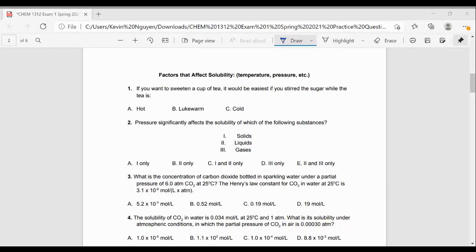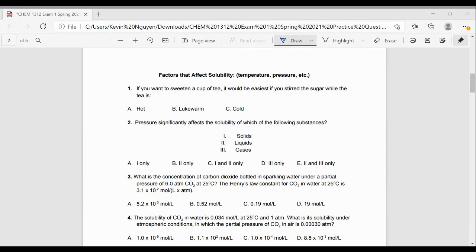Okay, so looking at question 3, what is the concentration of CO2 in sparkling water under partial pressure of 6 atmospheres CO2 at 25 degrees Celsius? The Henry's law constant for CO2 in water, 25 degrees.